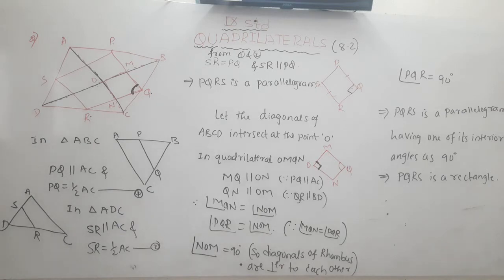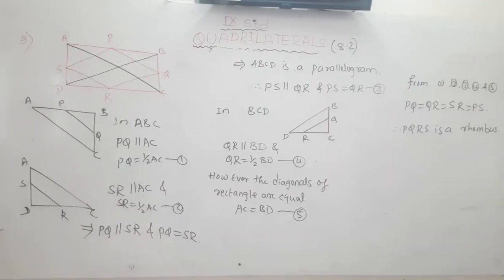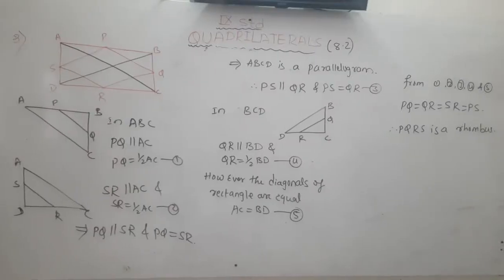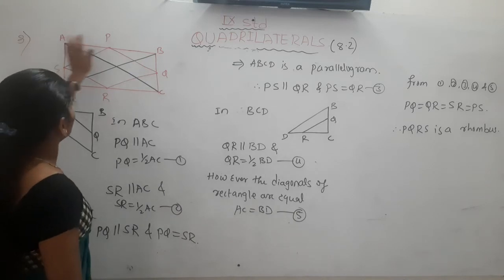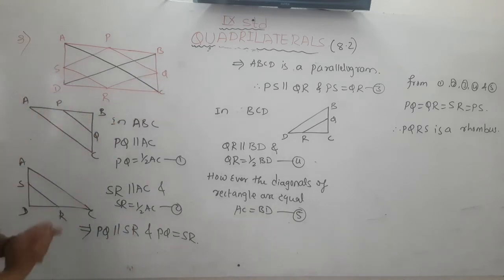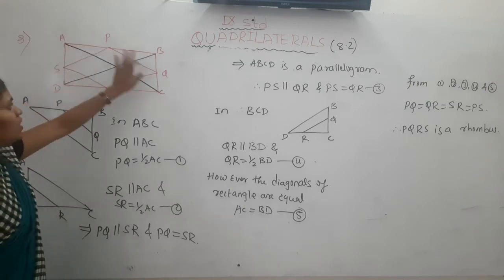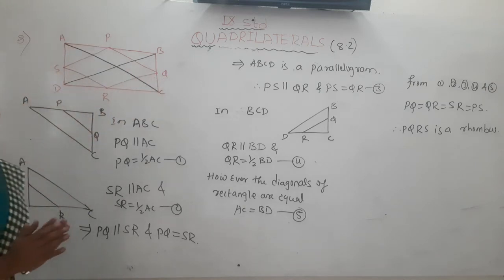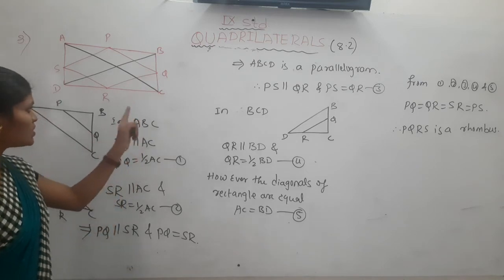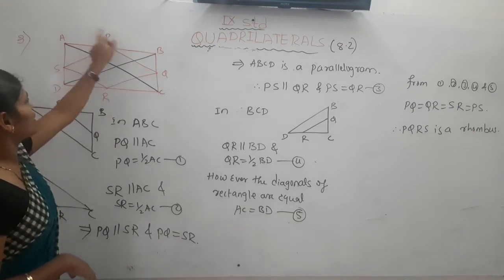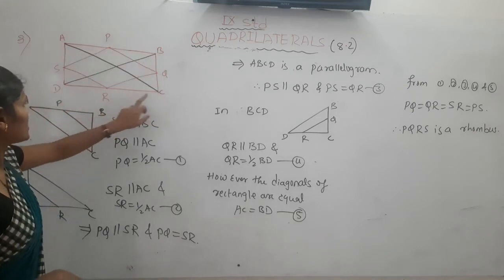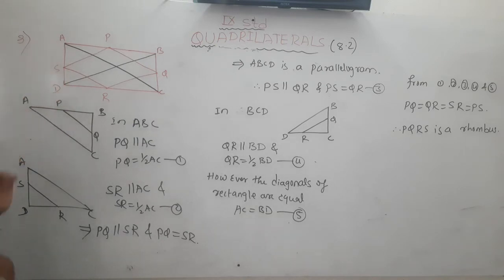Next we will go to the third question. Now come to the next problem here. So what is the next problem? Here your rectangle ABCD is a rectangle, and the points P, Q, R, S are the midpoints of AB, BC, CD and AD. P is the midpoint of AB, Q is the midpoint of BC, R is the midpoint of CD and S is the midpoint of AD.